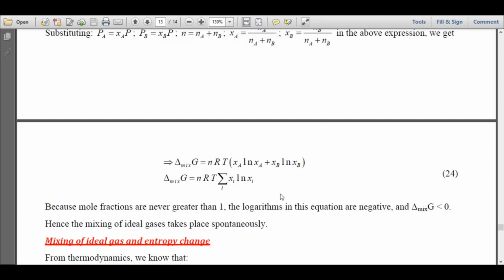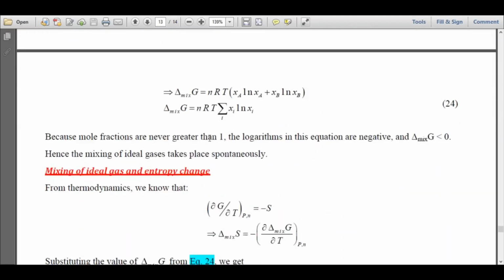To derive the entropy change of ideal gas mixing, we'll use, again I'm repeating, the change in free energy of ideal gas mixing to determine the change in entropy of ideal gas mixing. Now let's look at equation 24 carefully. There is ln xi. So ln xi will always be negative because these mole fractions are always less than 1. So the ln term will always be negative, and essentially this whole term will be negative.